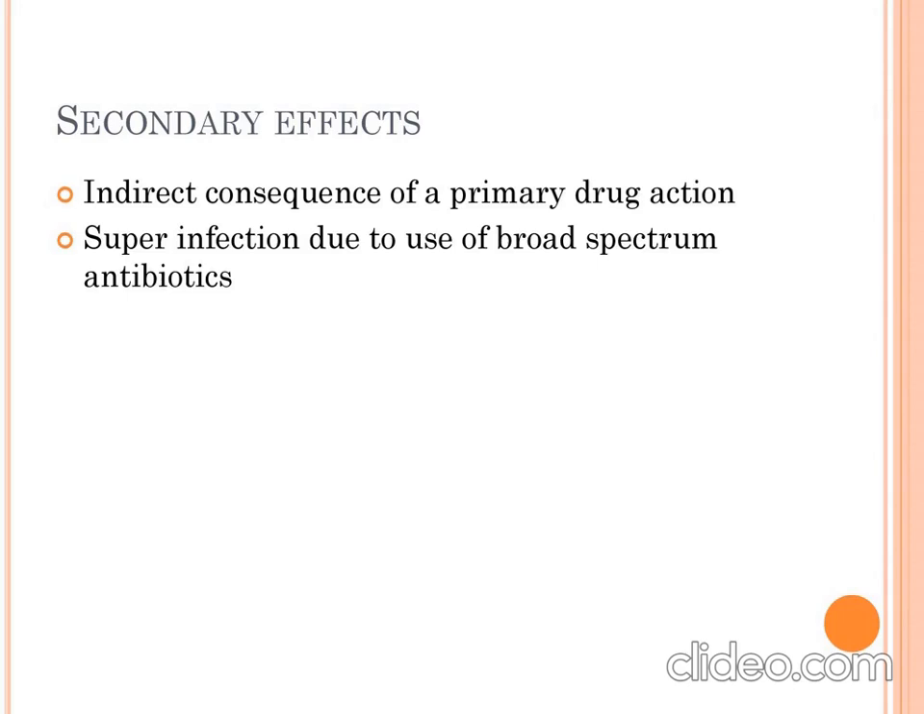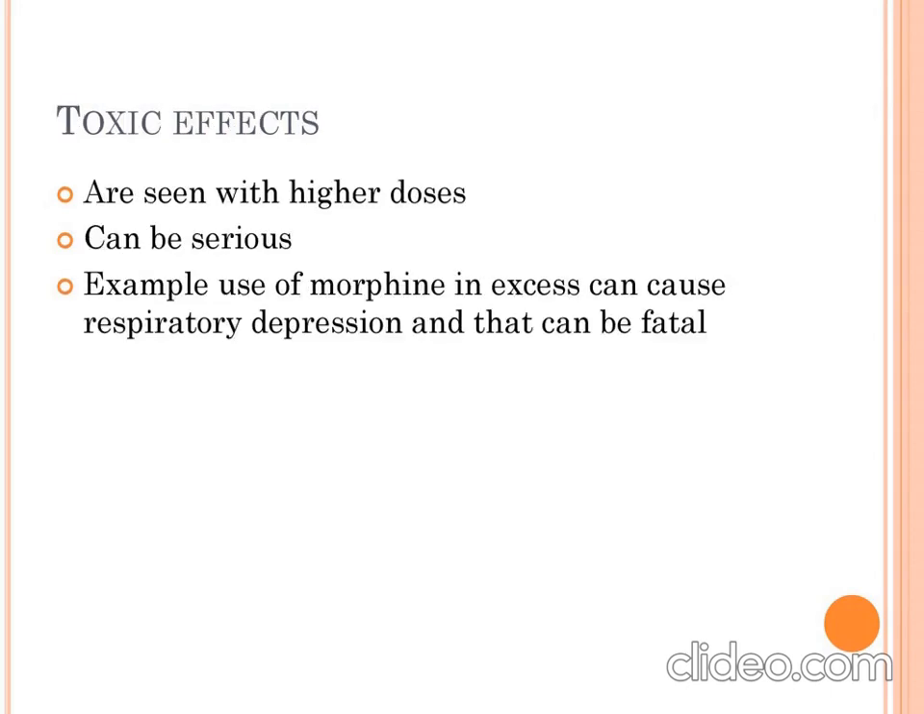Side effect is different from the secondary effect. Side effect is predictable, whereas secondary effect is an indirect consequence of the primary drug action. For example, superinfection due to use of broad spectrum antibiotic. Irrational use of broad spectrum antibiotic results in decreased immunity by destroying the common flora which are present in the intestine. As a result, the person becomes prone to superinfection. Another example of secondary effect is that use of broad spectrum antibiotic can cause vitamin K deficiency.